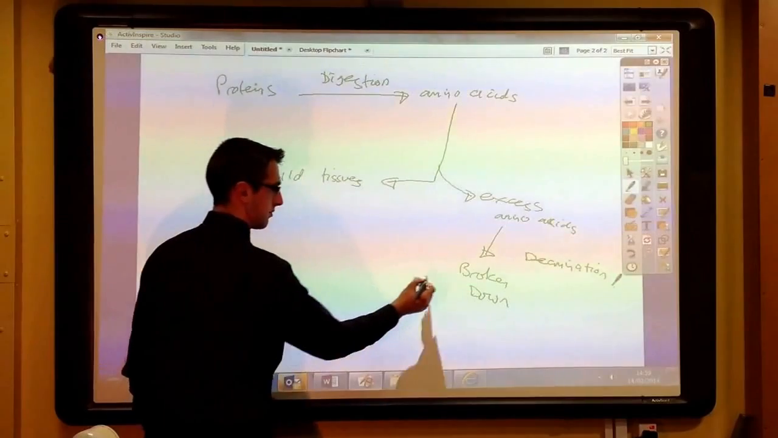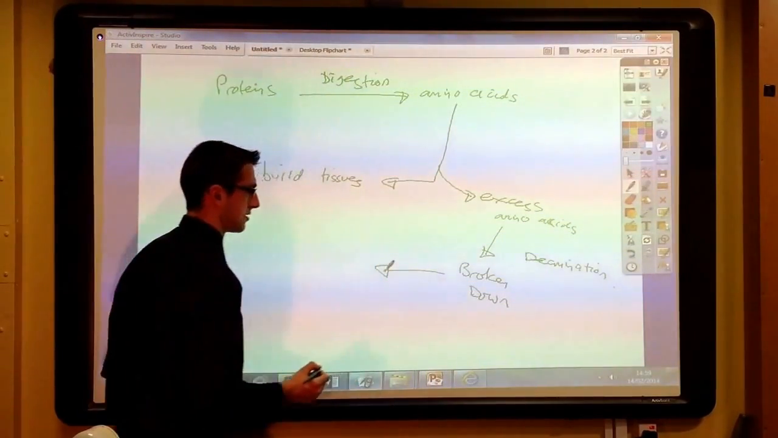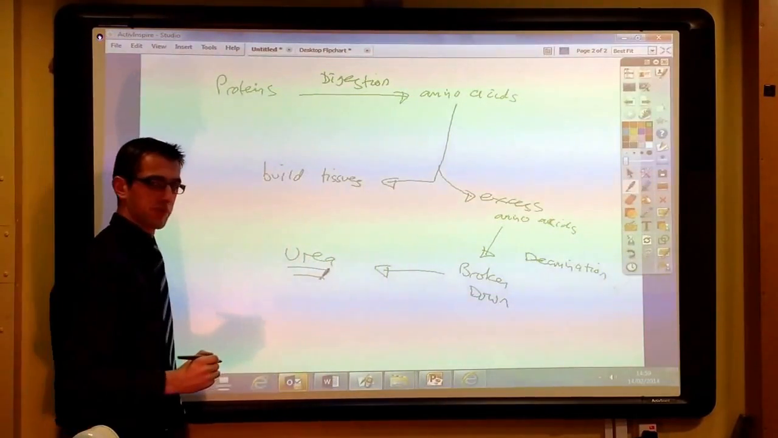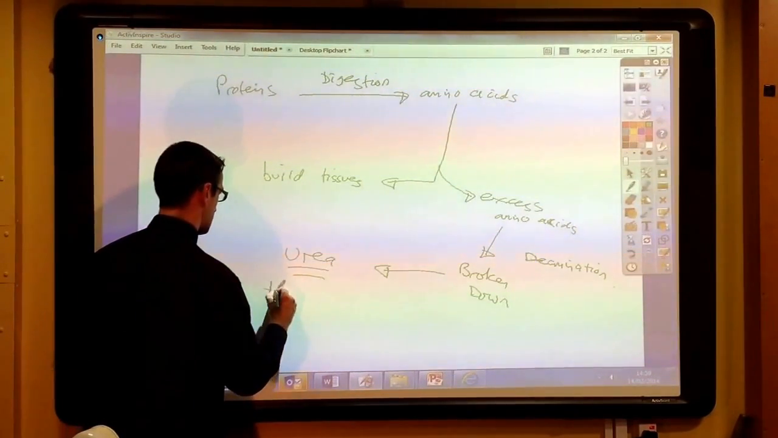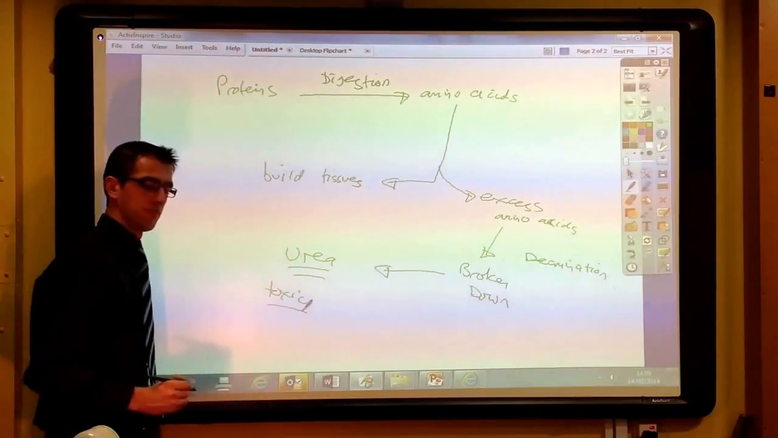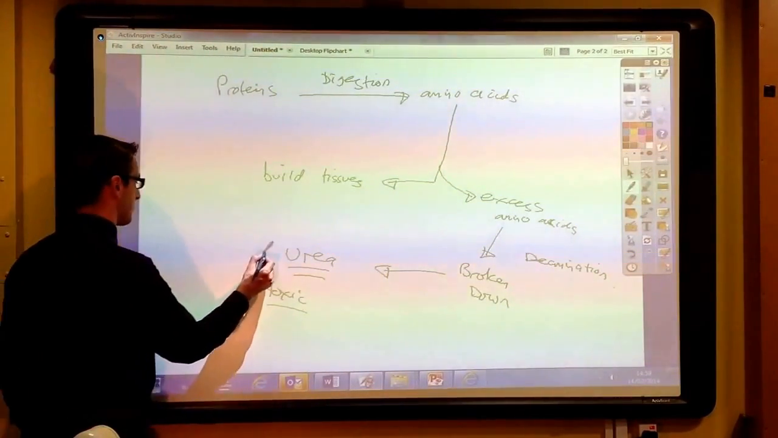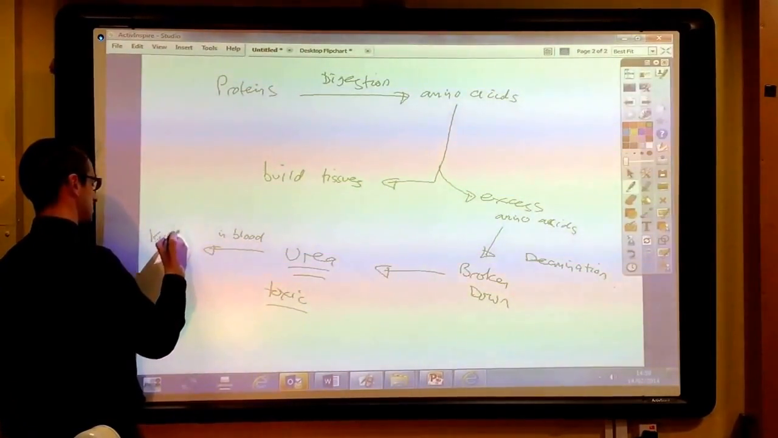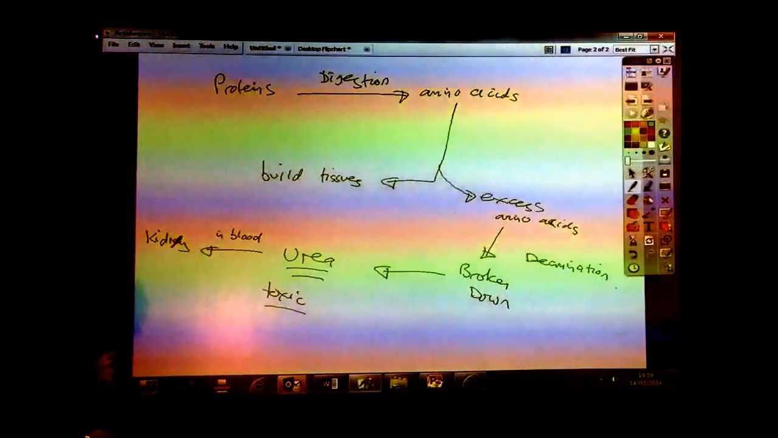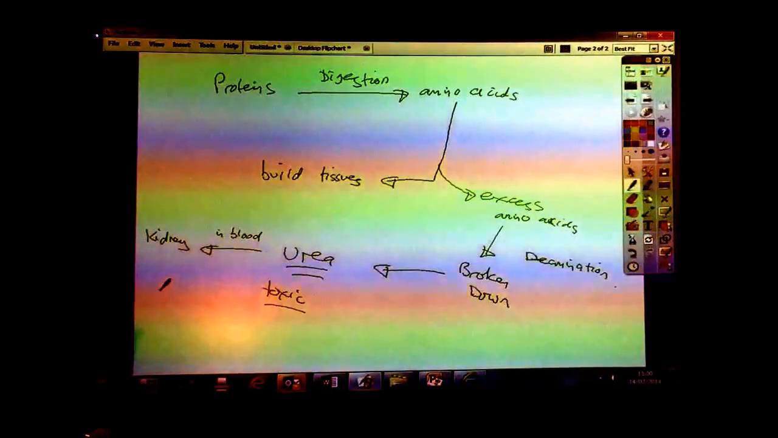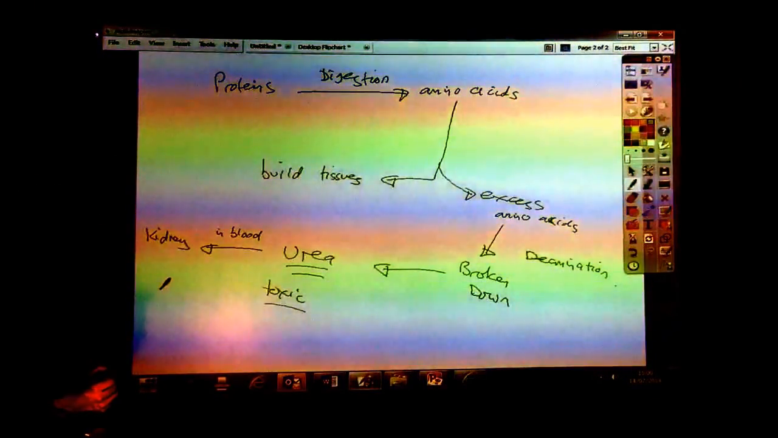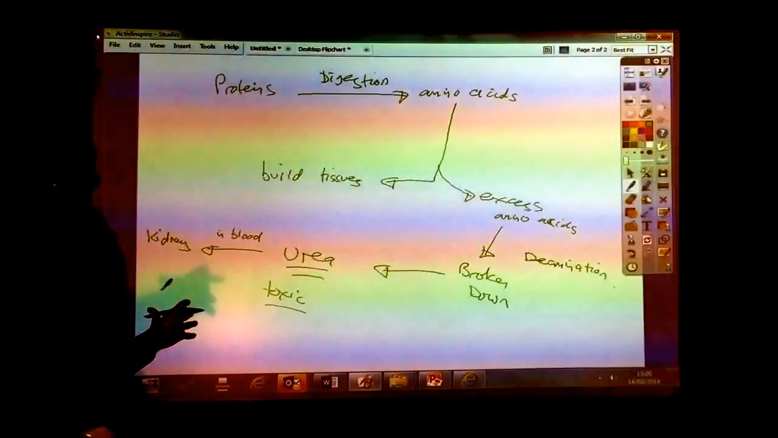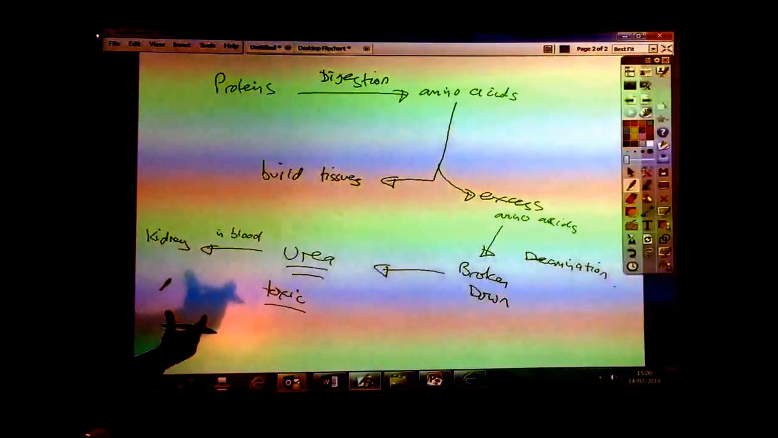This is a complex process of a series of different steps, but the end result being urea is the waste product. And this is a toxic waste product, and therefore the body must remove it. So from there it travels in the blood to the kidney, which will filter it back out again by the processes that we've just looked at of ultrafiltration. All the urea that is produced needs to be removed, regardless of how much water is lost.